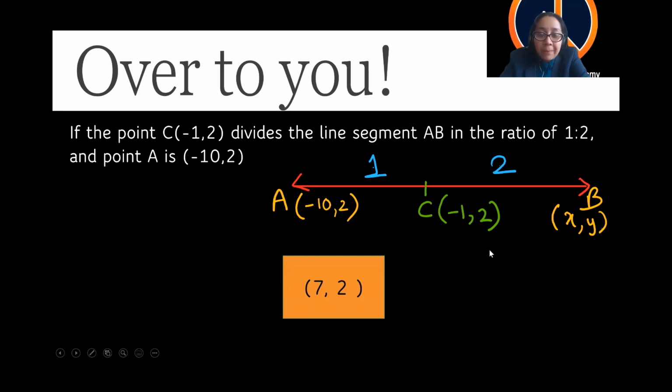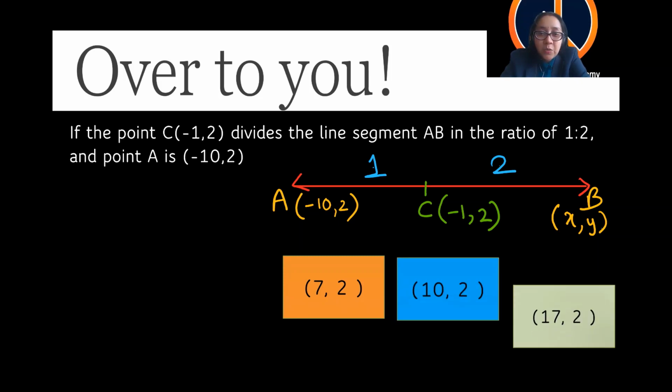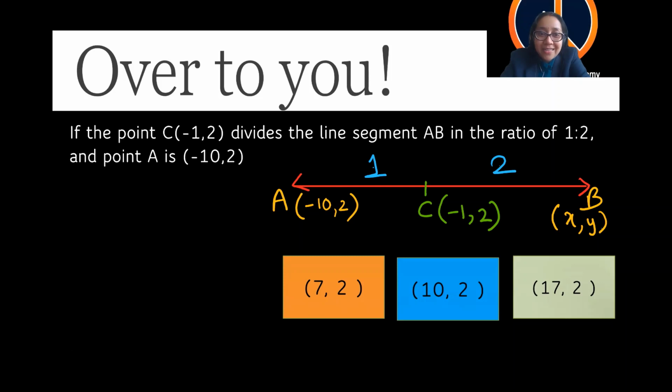So let's see. Options are 7, 2, 10, 2 and 17, 2. Your time starts now. You have to only calculate the abscissa for your better understanding. The 2, that is the ordinate, is already the same for everything, so it is fixed. Calculate the abscissa. Apply the section formula. Your time has already started. Be quick. Come on. Everyone, write down your answers in the chat. Let me see how many of you can do it.